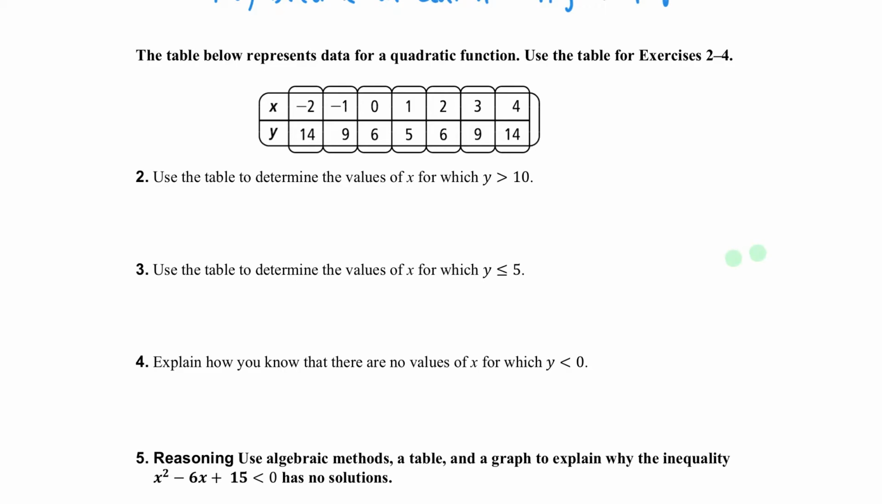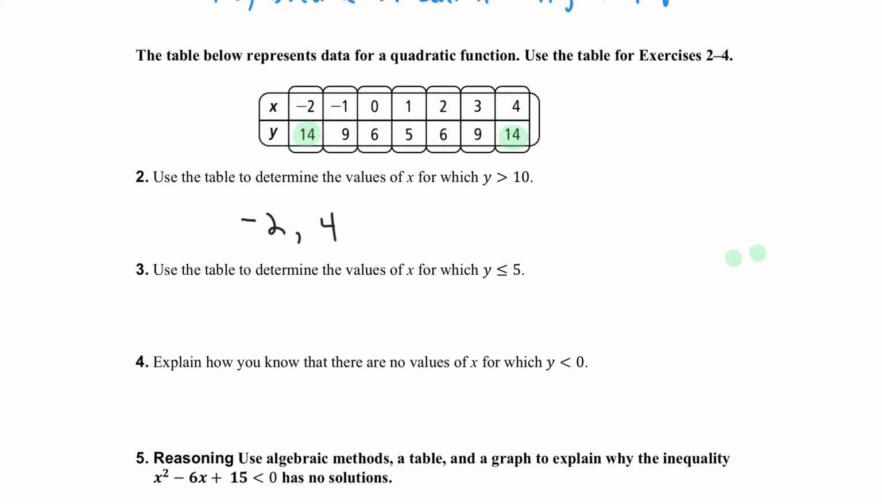So we have y is greater than 10, so I know that 14 is greater than 10. 9 is not greater than 10. 6, 5, 6, 9, and 14. So to list the values, the only values of x when y is greater than 10 is going to be negative 2 and 4.